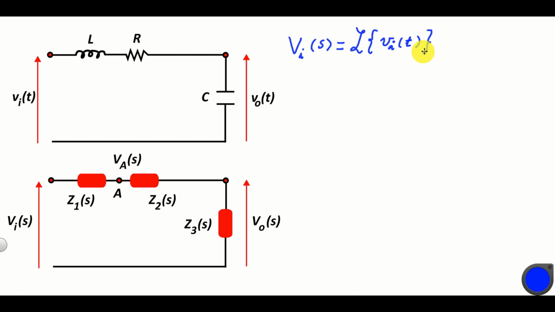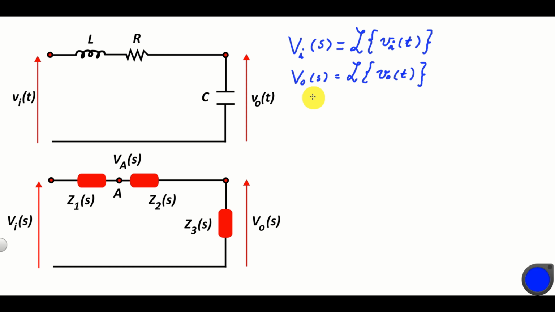And here is one very important thing to keep in mind. We are using lowercase letters to denote the signals in the time domain. On the other hand, we are using capital letters to denote the signals in the Laplace domain. The Laplace transform of the output voltage is denoted as capital Vo of S, and it's equal to Laplace transform operator of the time domain signal Vo of t.